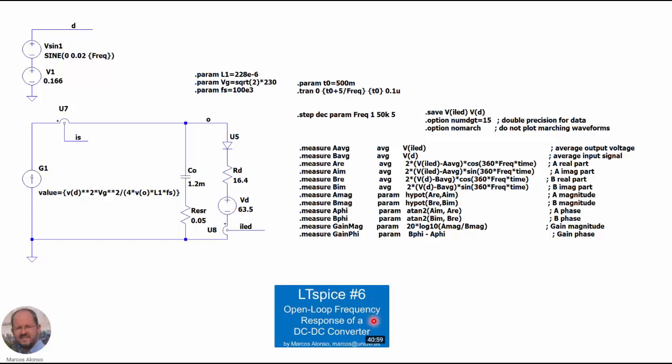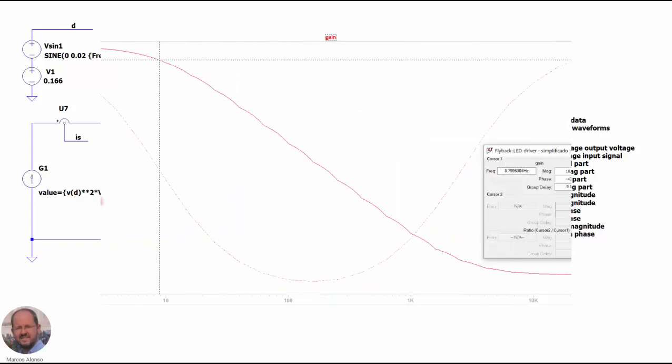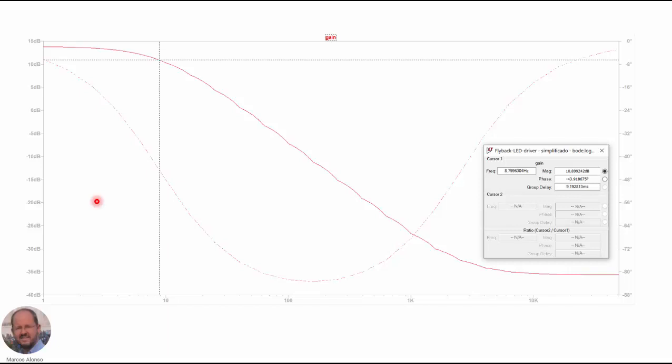This is the first time that we explained how to obtain the open loop frequency response of a DC-DC converter. And here we have the results of this simulation, so we can see that they match very well the theoretical response that we have obtained for our LED driver. This is the gain of the transfer function, and here in this continuous line we have the phase.